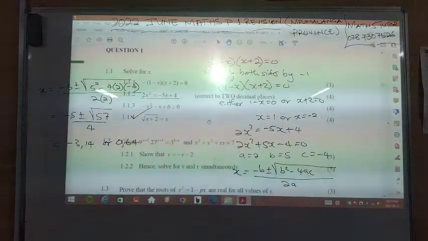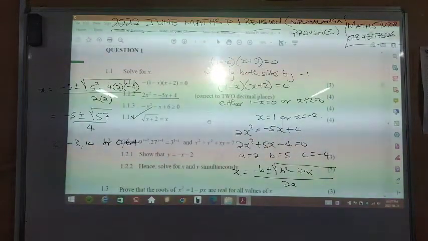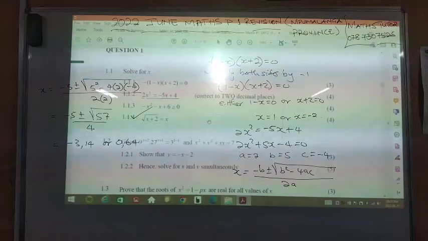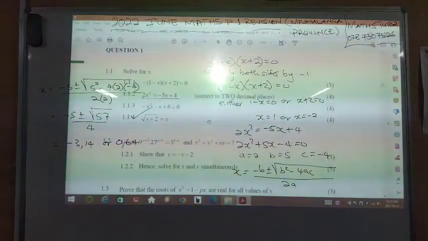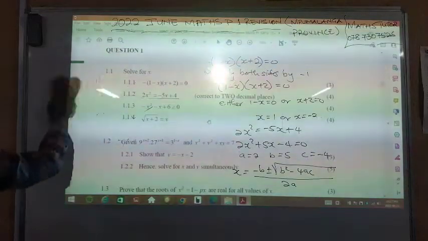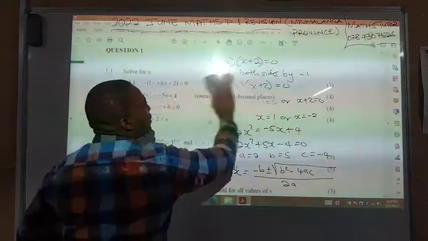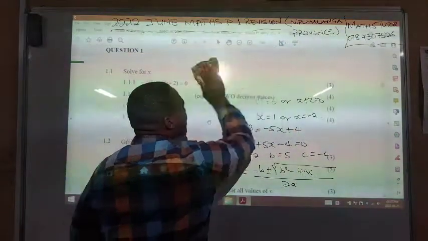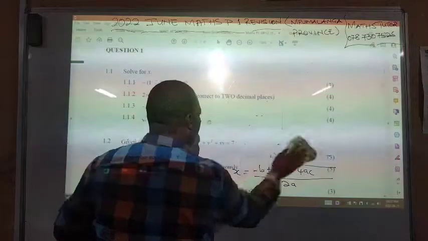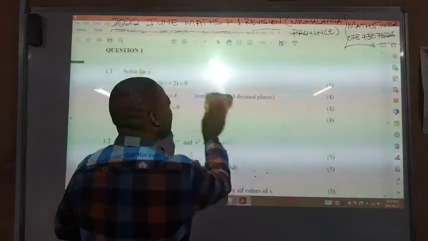All right, let's move on to 1.1.3. That is an inequality, and from the analysis that I have done in the past and even now, it is still a problem for learners to solve inequalities.